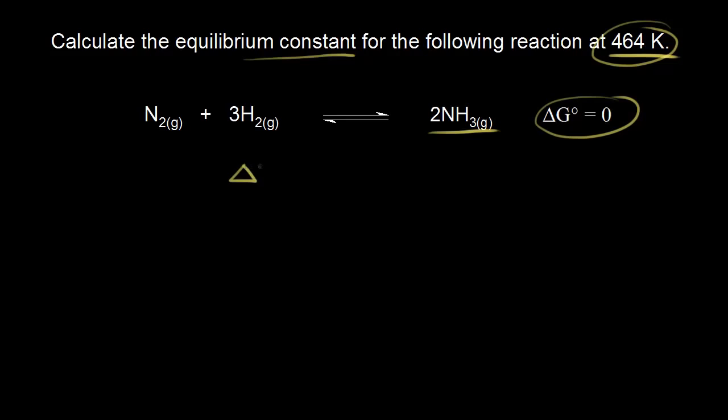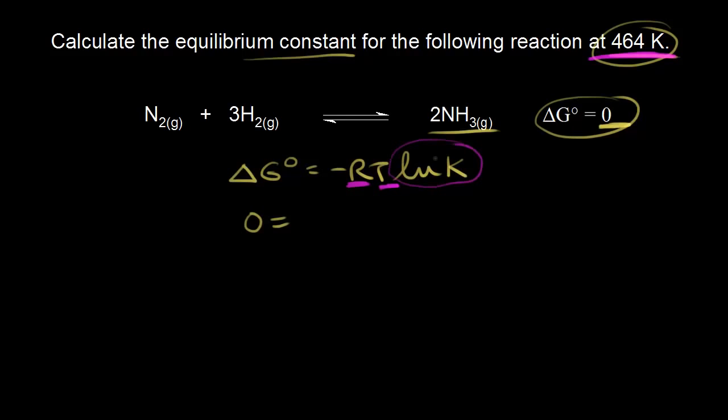So we write down our equation. Delta G0 is equal to negative RT natural log of the equilibrium constant K. And this time for delta G0, we're plugging in 0. So 0 is equal to, we know that R is the gas constant, and we know that the temperature here would be 464 Kelvin. So for everything on the right to be equal to 0, the natural log of K must be equal to 0. So we have 0 is equal to the natural log of K.